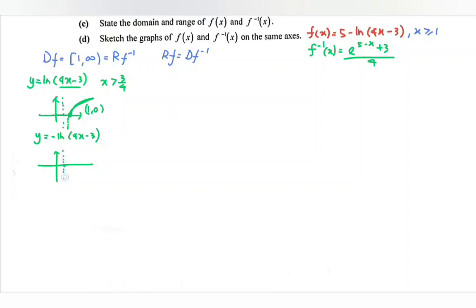So here we have 3 over 4, so the graph will be something like this, because we flip the situation due to the negative. Continue. Next, we have to add on the 5. When y equals 5 minus ln(4x minus 3), it means that we have to shift up this graph by 5 units. So later on, we will refer to the graph.